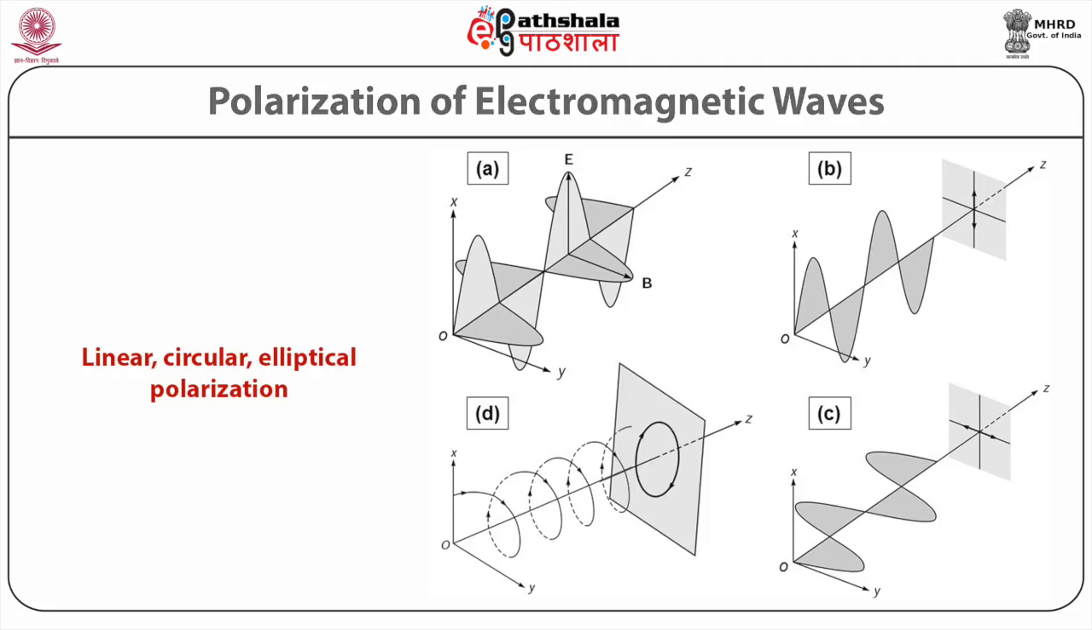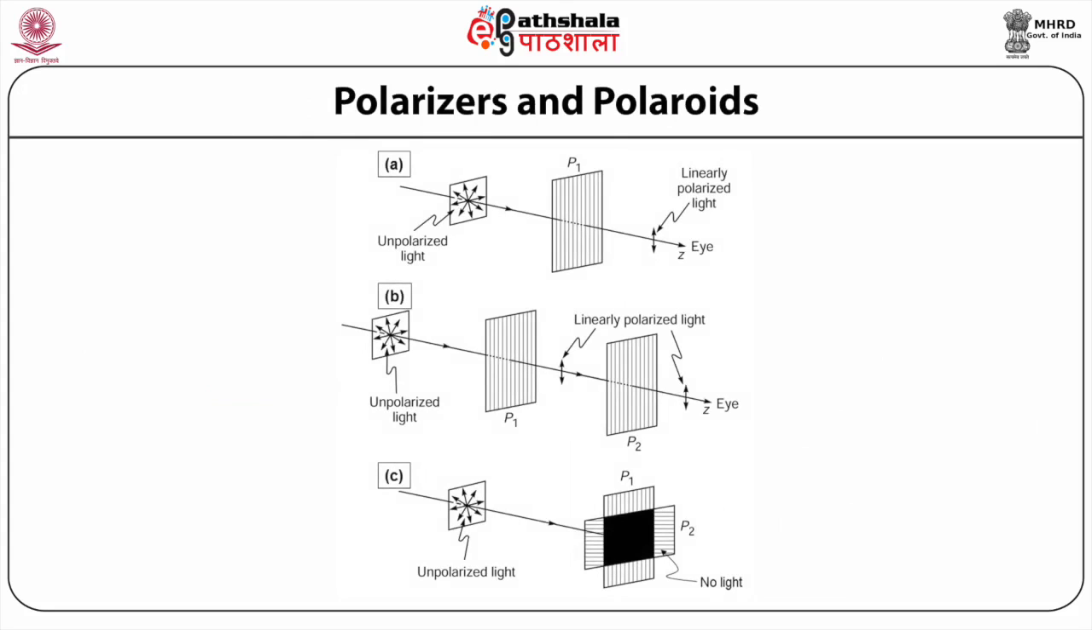So now we are going to talk about polarizers, Polaroids. What are these devices? These devices are very special devices which are used either to polarize unpolarized light, or to detect the polarization of the light.